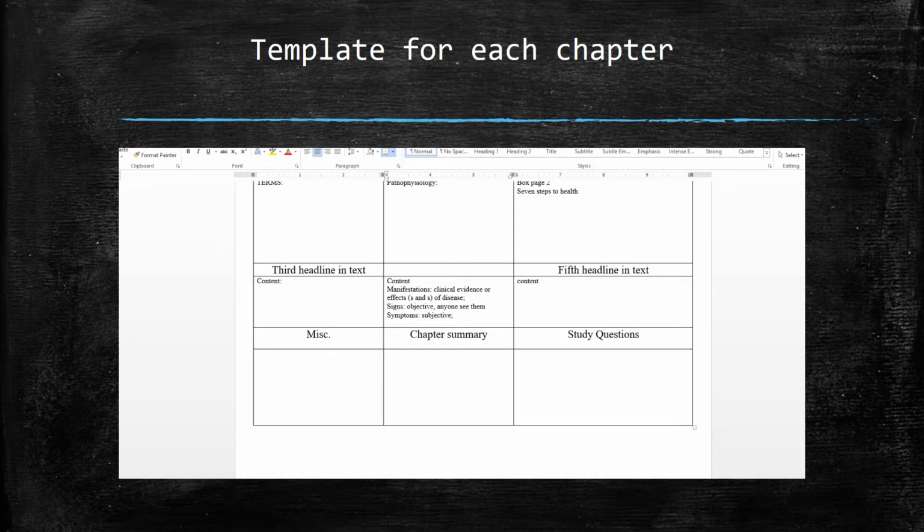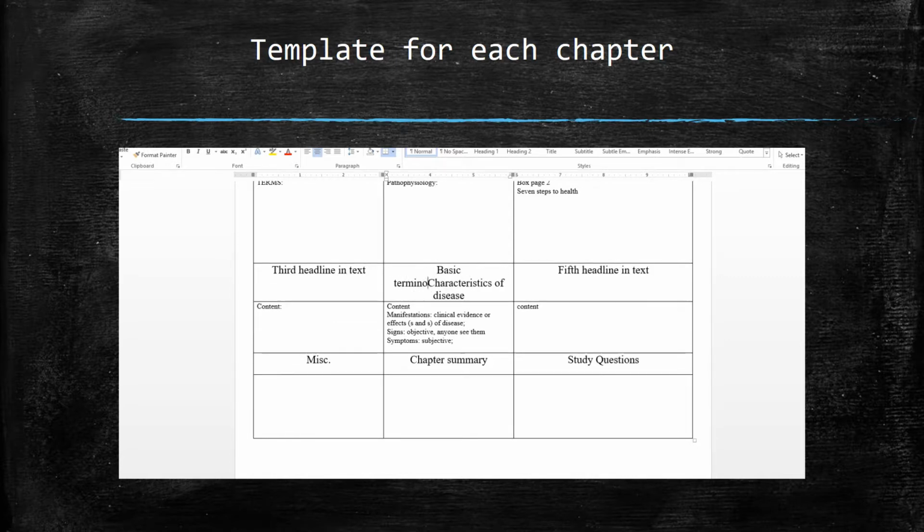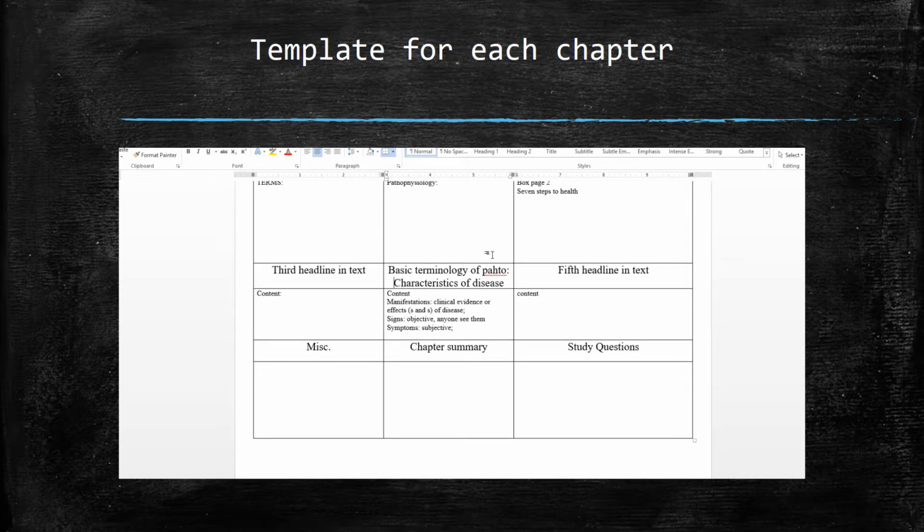So what we found here was, where did we find? Let me find it. I've lost my page. This one was under characteristics of disease. The major headline for this one, or heading, was under basic terminology of patho. And then characteristics. Oops, I'm dyslexic to a degree, always.